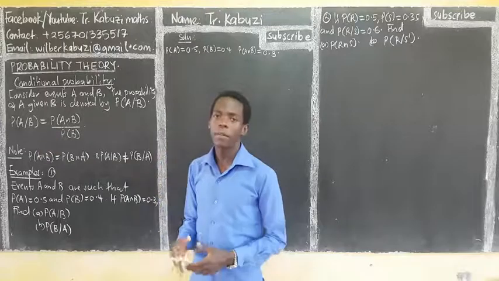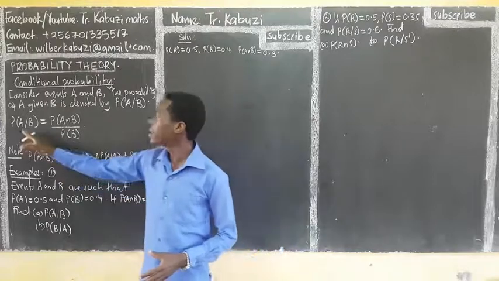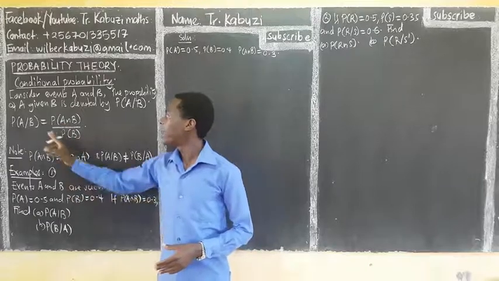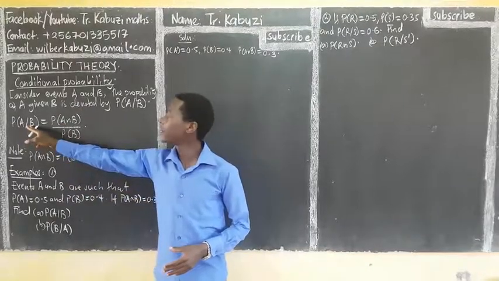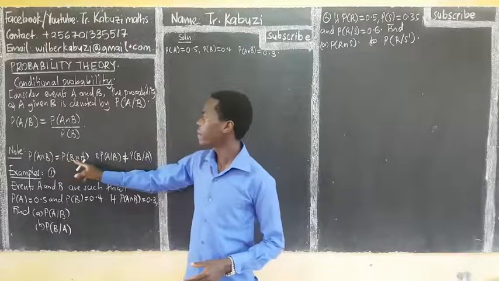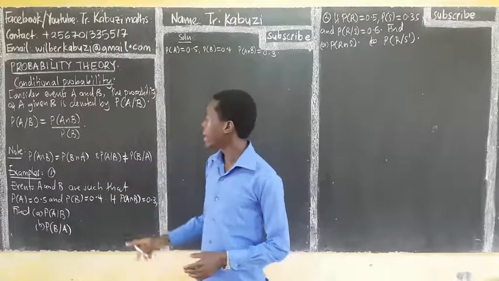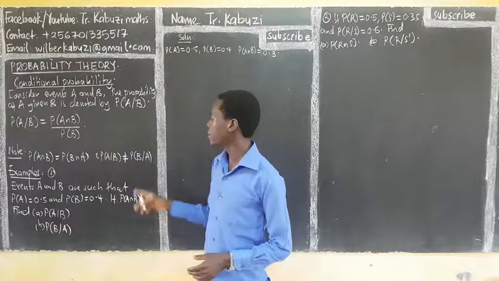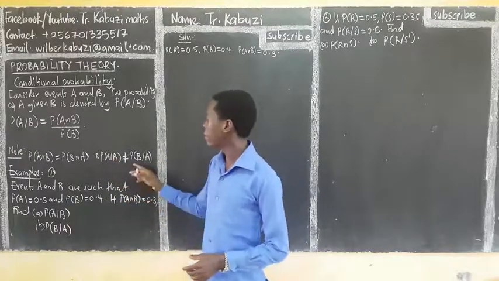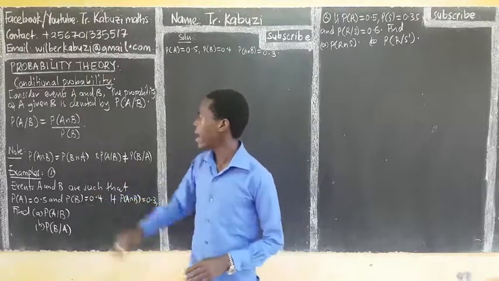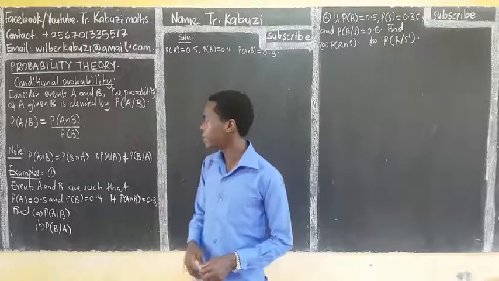And whenever you have probability of A given B, it's the same as the intersection of these two things over the probability of B. So, probability of A intersection B is the same as probability of B intersection A. But probability of A given B is not the same as probability of B given A. These are not equal, but these are the same. Let us see some examples.